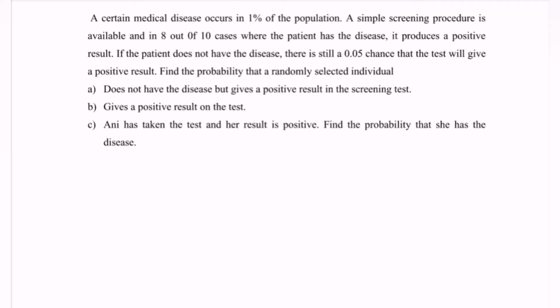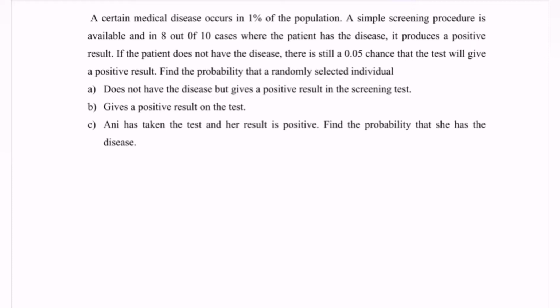In this video, I'm going to discuss the example for probability. Kindly refer to the questions. A certain medical disease occurs in 1% of the population. A simple screening procedure is available, and in 8 out of 10 cases where the patient has the disease, it produced a positive result. If the patient does not have the disease, there is a 0.05 chance that the test will give a positive result. Find the probability that a randomly selected individual.